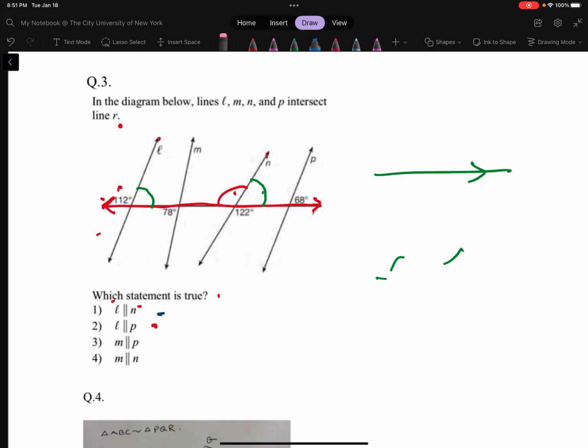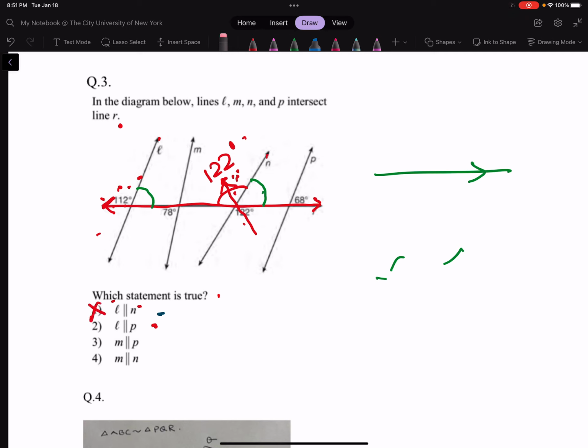So now let's look for that. Is it congruent? If it is 122 degrees, then this is 122, vertically opposite. So the vertical angle 122 is 122, and 112 is not the same. So they are not congruent. So they are not parallel.